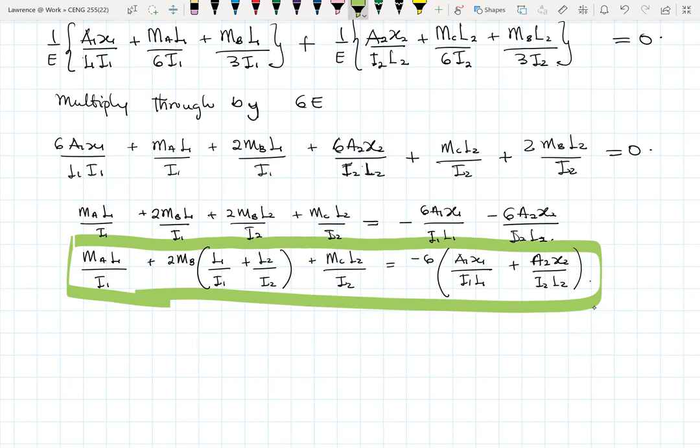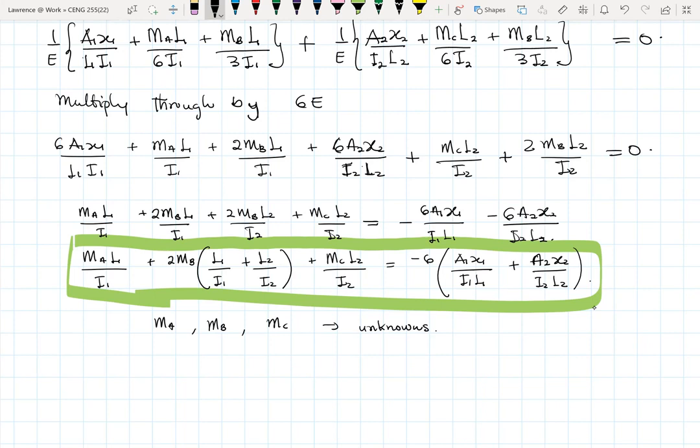So here we have an equation that will be easy to work with. Our unknowns, or our redundants, will be MA, MB, and then MC. The equation will initially be used to find these unknowns: MA, MB, and then MC.